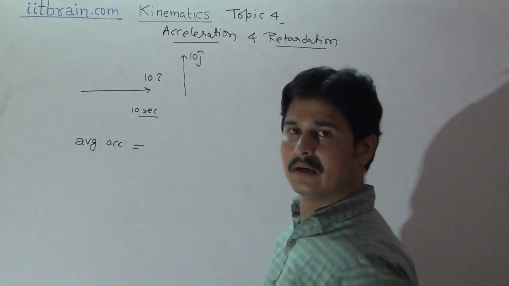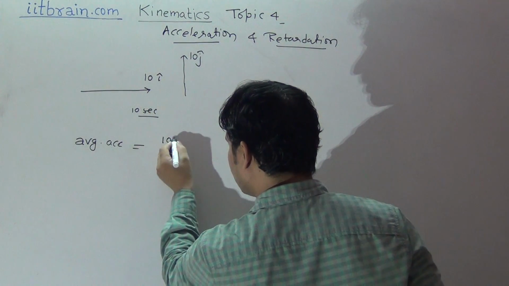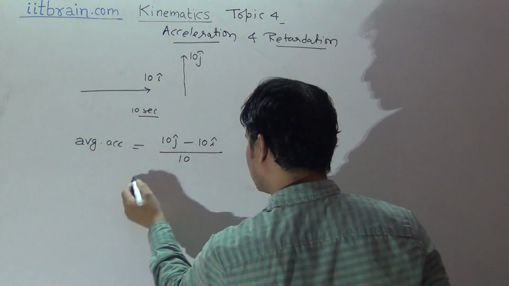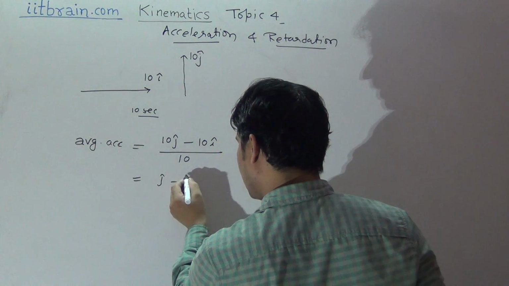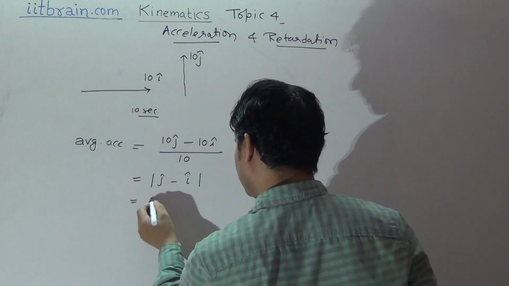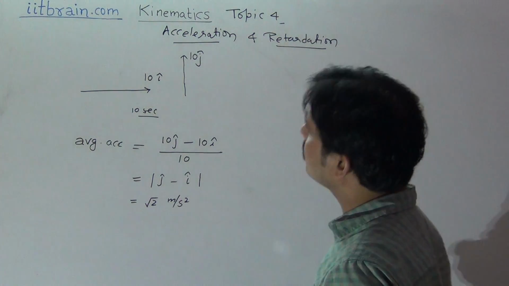Average acceleration, according to definition, is known as the final velocity of the particle minus the initial velocity of the particle divided by the total time taken. So it is j minus i. And this j minus i, if you take the mod of this, it is root 2 meter per second square. So the average acceleration of the particle is root 2 meter per second square.